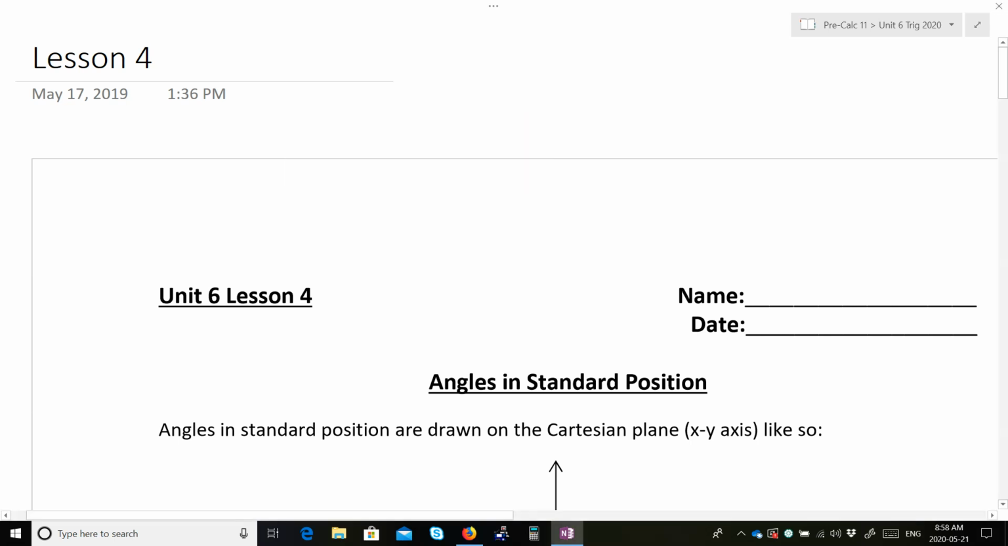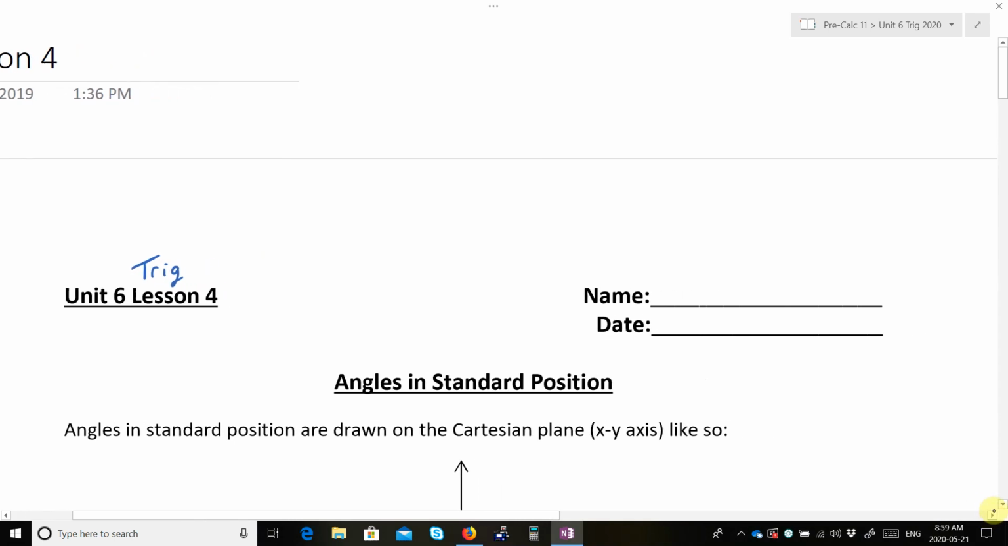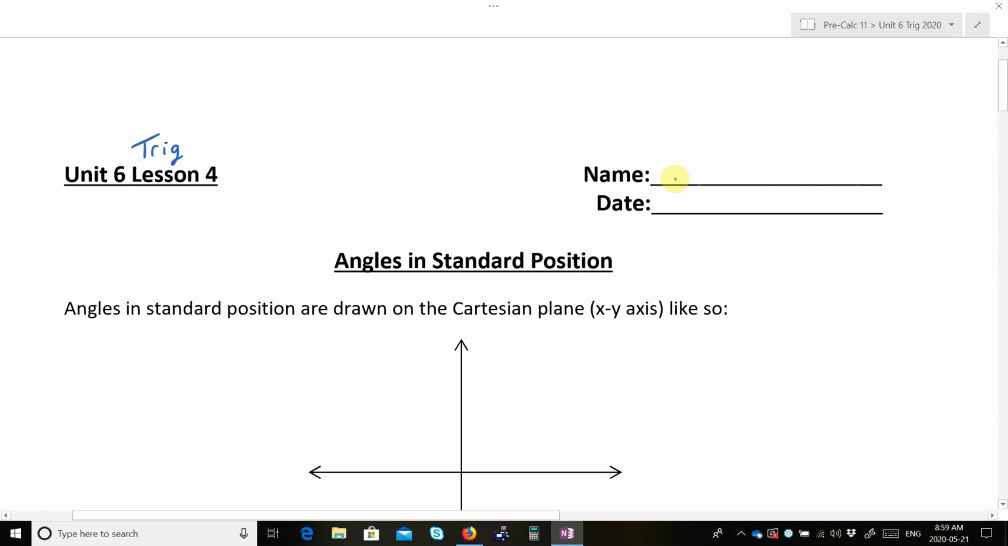Hi again, everybody. This is Trig Lesson 4 for Pre-Calculus 11. So I'm going to put specifically that this is trig. It's called angles in standard position. And I will call mine answer key.